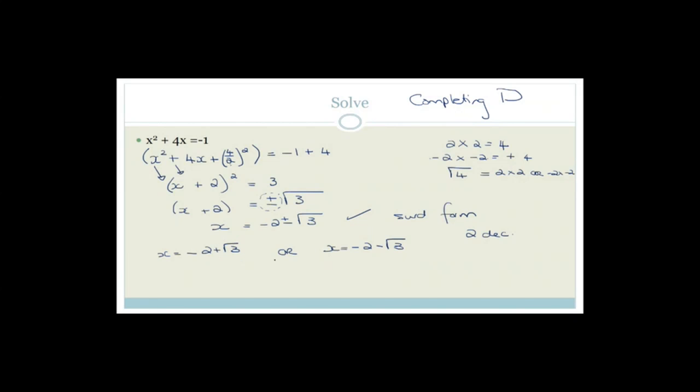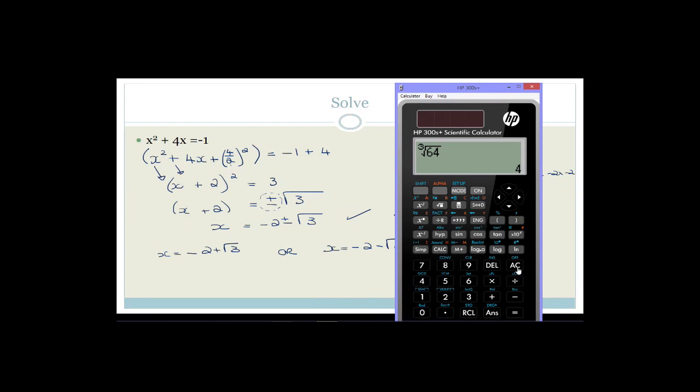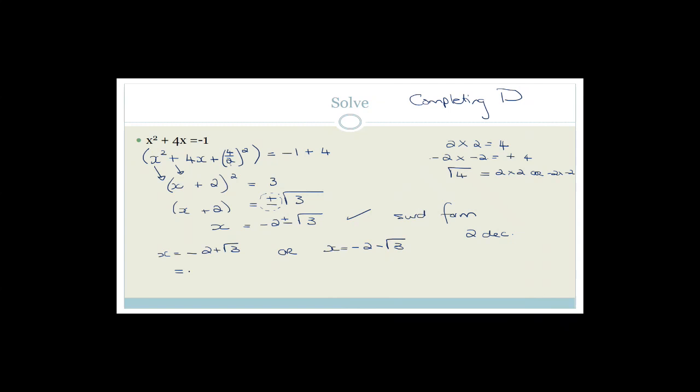So now what we're going to do is get out our calculators and see what our answers are. So move this over. Okay, and we're going to clear it, and we go minus 2 plus the square root of 3 equals minus 0.2, and they've said two decimal places, so you look at the third decimal and you see that's a 7, so you round that up, so it becomes minus 0.27.